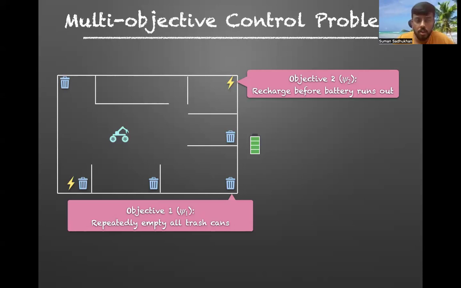So I'll first introduce what a multi-objective control problem is. Suppose you have an office, and there are trash cans around in some places in your office, and you have a robot that clears those trash cans. But the robot also needs to get charged from time to time, and the objective is that the robot should repeatedly empty the trash cans, and whenever the battery is low, it should recharge. So this is the second objective.